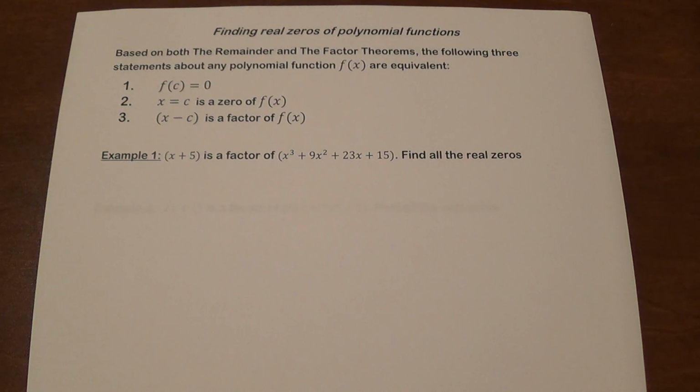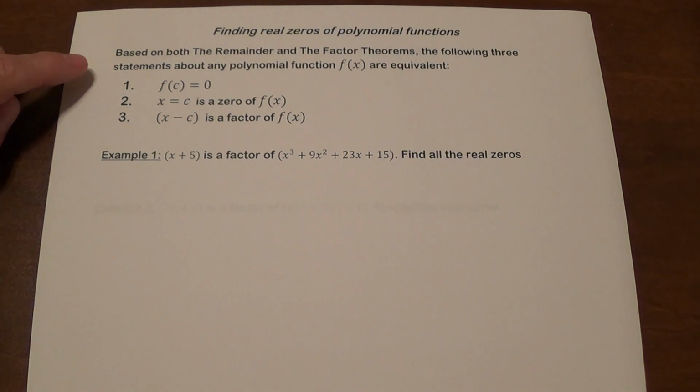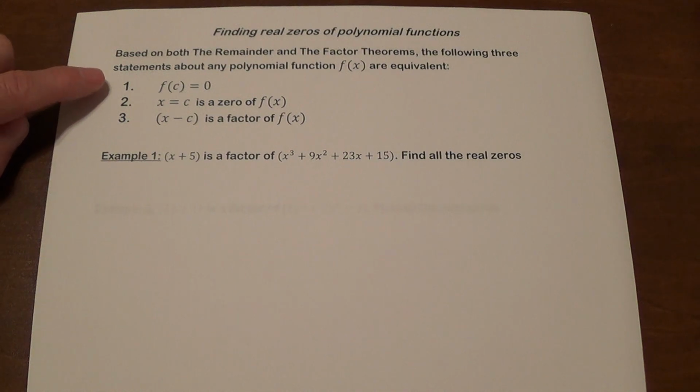Hi, this video is on finding real zeros of polynomial functions. We have two things: the remainder theorem, and the factor theorem. If you combine those two theorems together, you are going to know that the following three statements are equivalent.